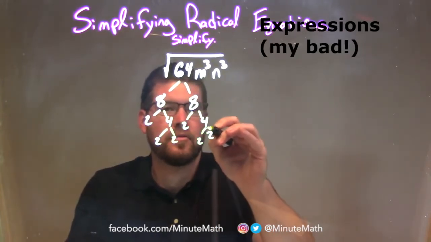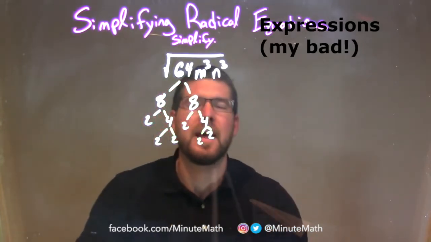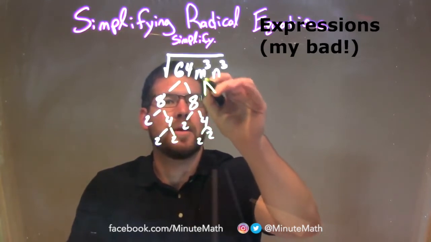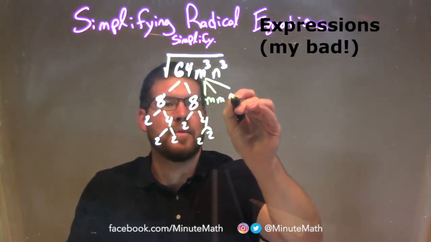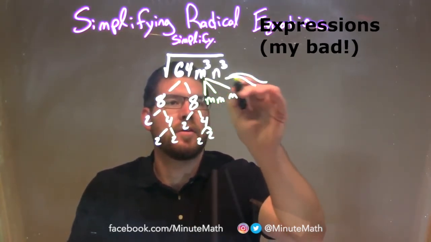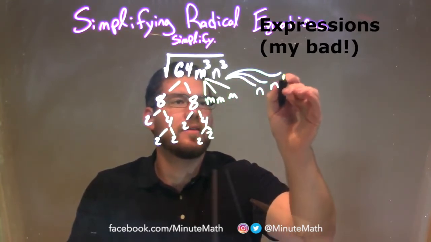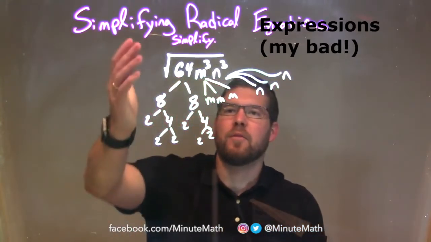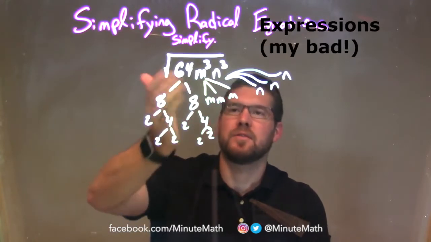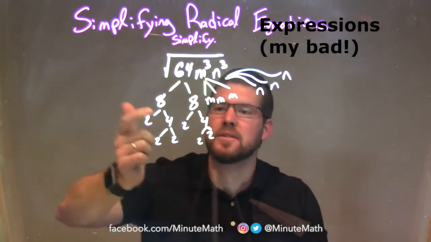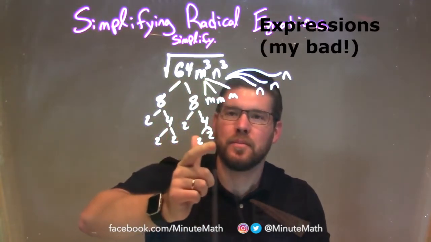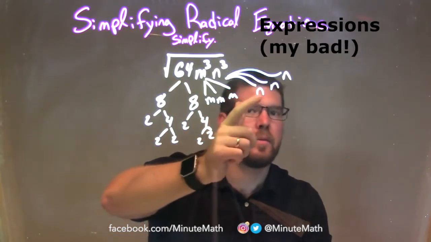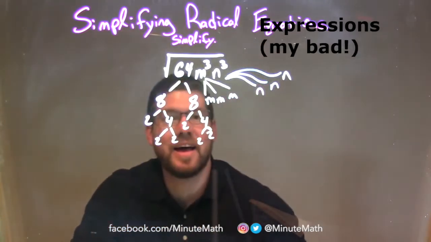Okay, oops, an extra tree there. Okay, 2 and 2. M to the 3rd breaks down to be m times m times m, and n to the 3rd breaks down to be n times n times n. So now I have my full breakdown, my prime factorization of 64 m to the 3rd, n to the 3rd, which is 2 times 2 times 2 times 2 times 2 times 2 times m times m times m times n times n times n. And of course, m's and n's had to be next to each other.